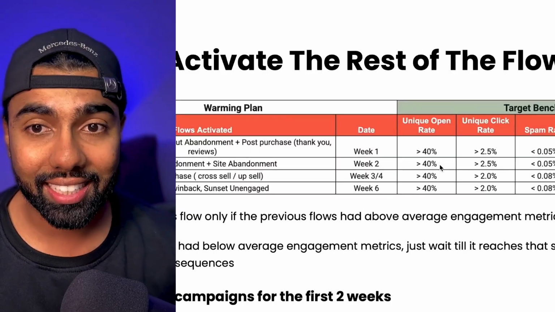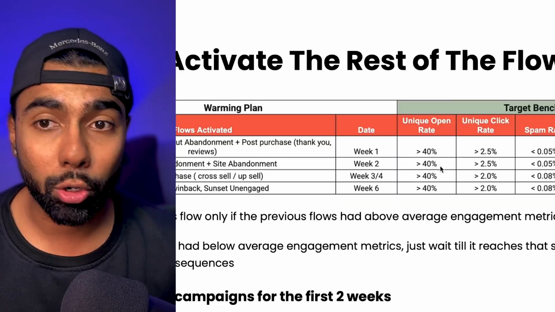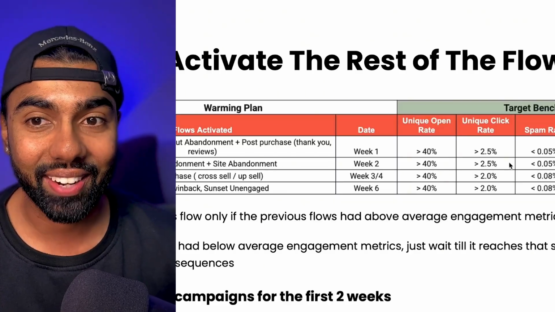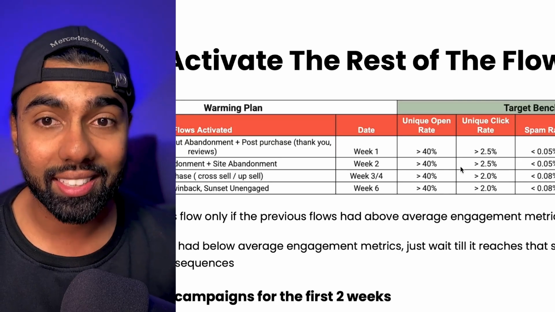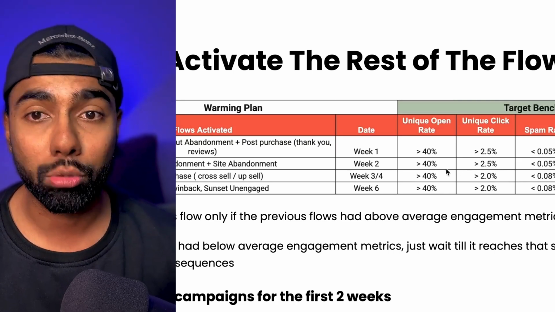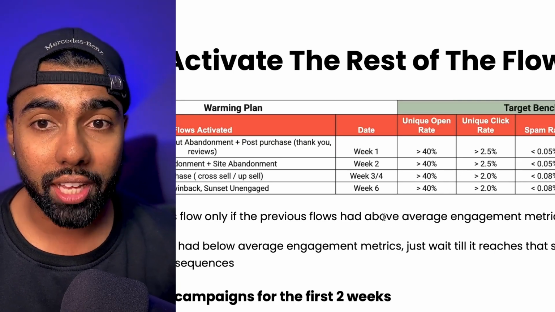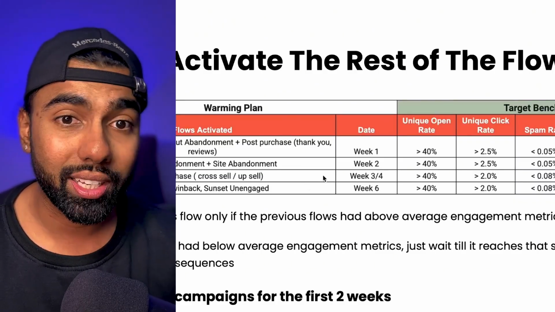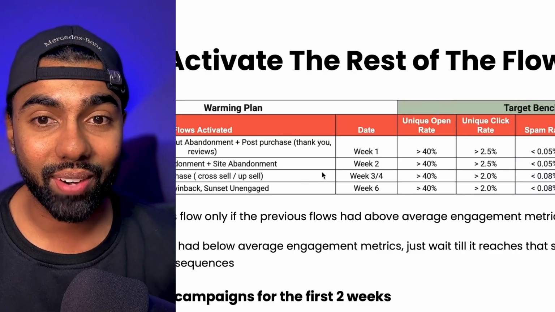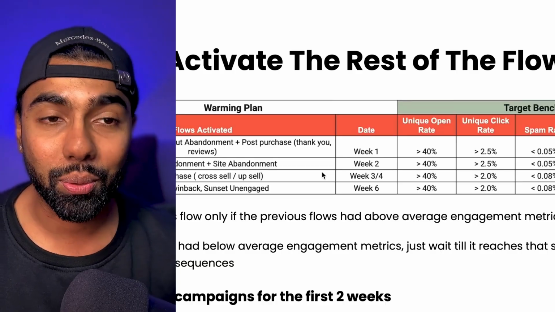Now, only move forward to the next step if you are getting these benchmarks of 40% open rate and 2.5% click rate. If you're not getting these metrics on those flows, then wait another week, or basically just wait until you get those metrics until you can move forward. For most brands, this is kind of what it looks like, but even if you need to wait an extra week before you switch on the next flow or an extra 2 weeks, just wait because you'd much rather do it correctly once than have to go back and do it all over again.